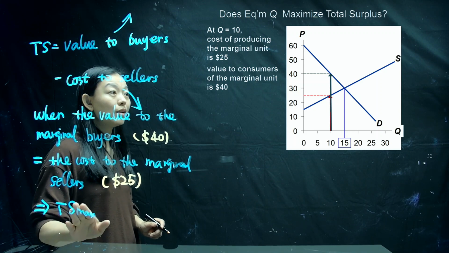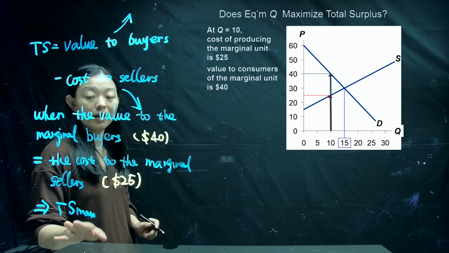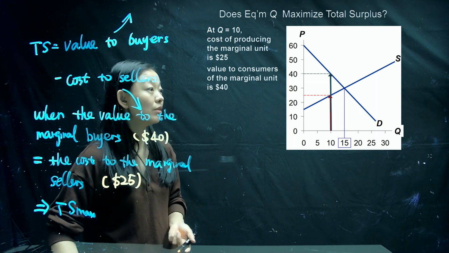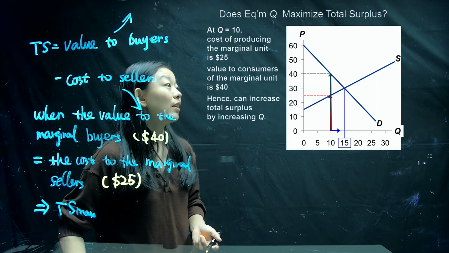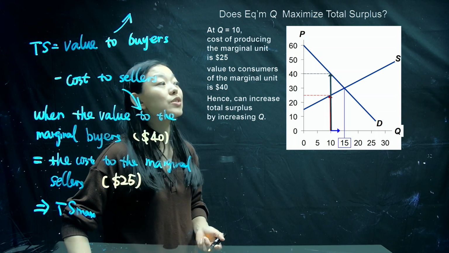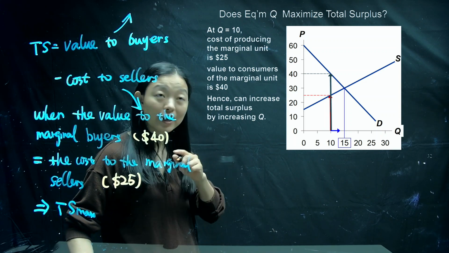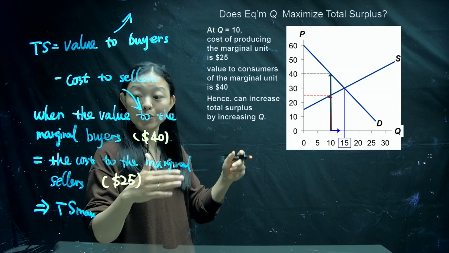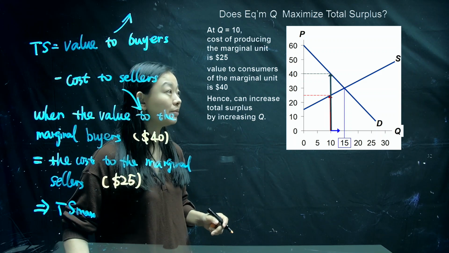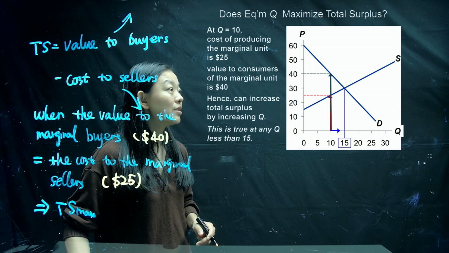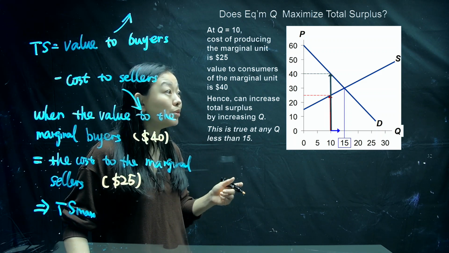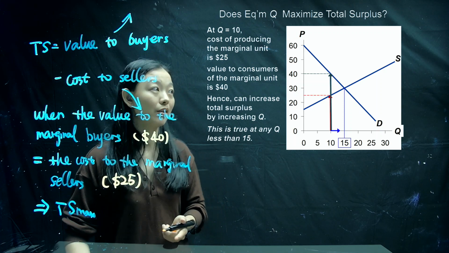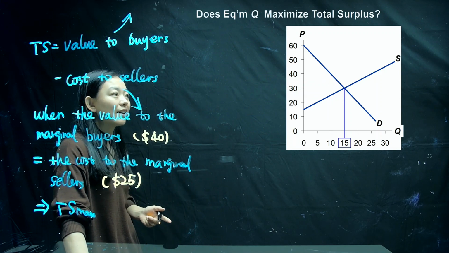Therefore, the total surplus cannot be maximized at this production of 10 units. It can increase the total surplus by increasing the quantity. So from 10 units to 15 units, we can maximize the total surplus, right? And this is also true for any quantity less than 15 units. All right, now let's look at another case.